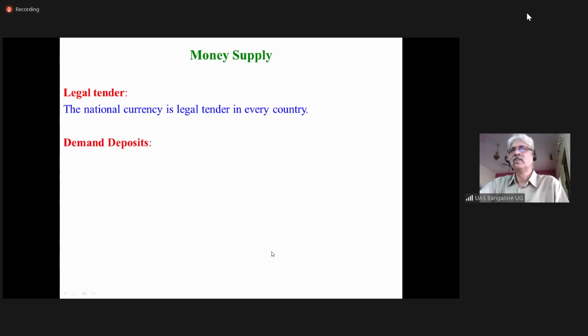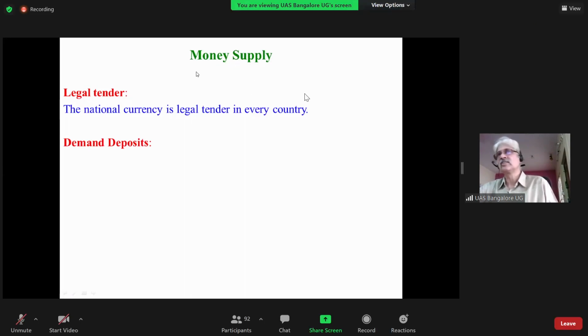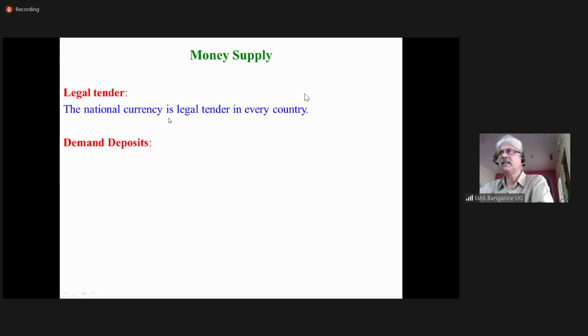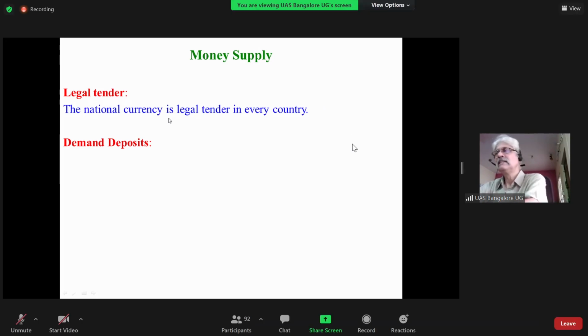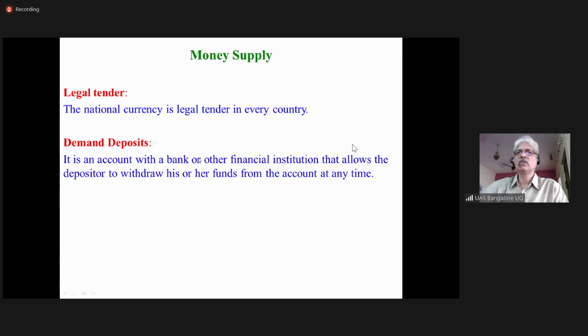Demand deposits. Okay, how the money supply occurs. One is legal tender, the notes printed by the government or the central bank, Reserve Bank of India. Okay. Demand deposits, it is an account with a bank or other financial institution, maybe even in the post office.